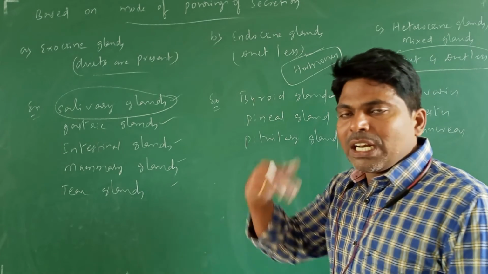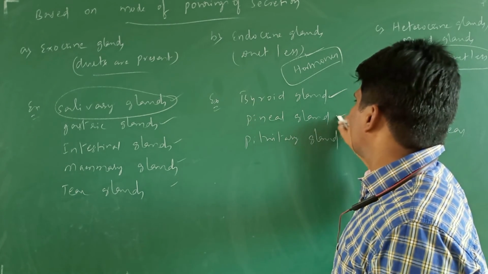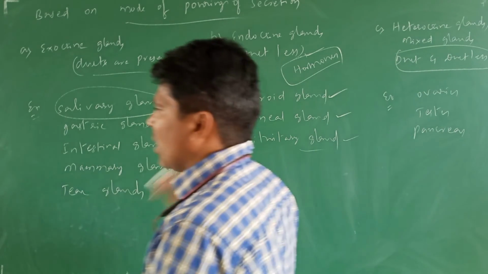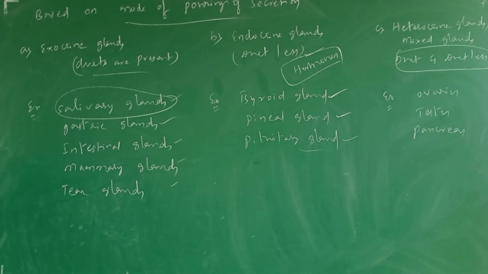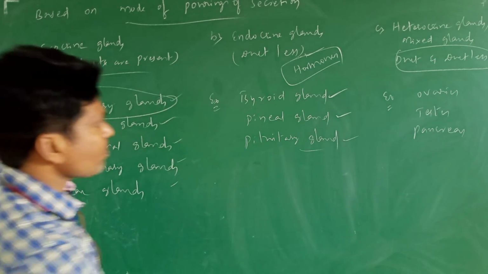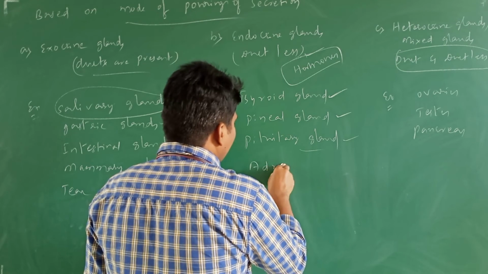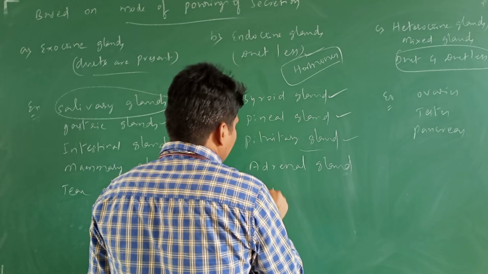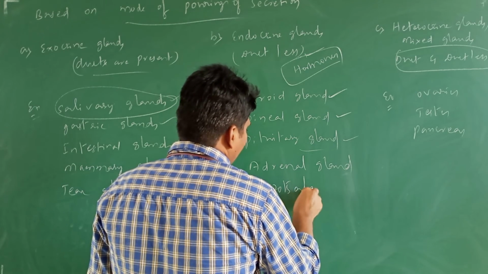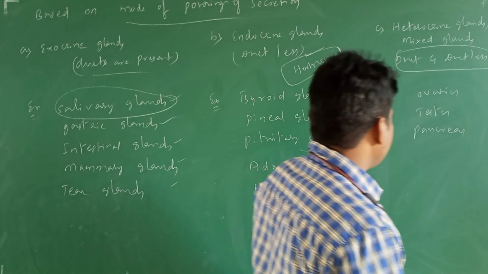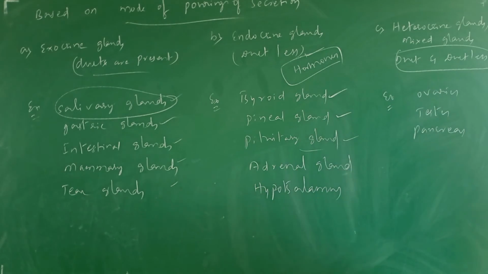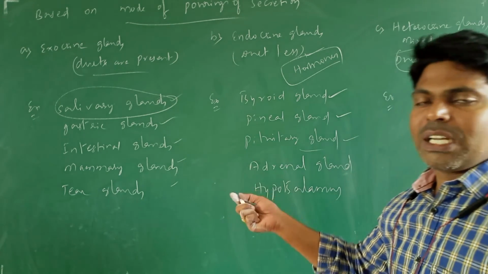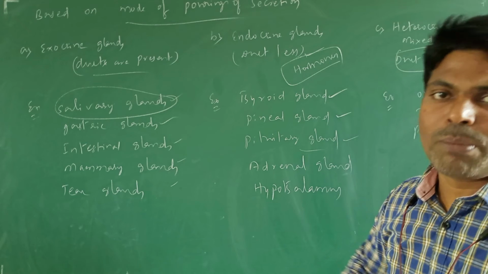The pineal gland is present in the brain region, and it releases the melatonin hormone. Next, the pituitary gland is the master control of the endocrine glands, so it produces various hormones. Like that, the adrenal gland, and next, the hypothalamus. These all are endocrine glands. They produce hormones, and they do not have ducts, releasing their secretion directly into the bloodstream.